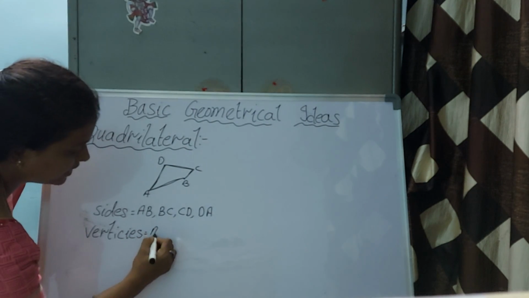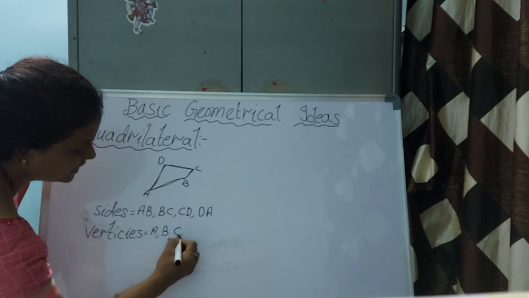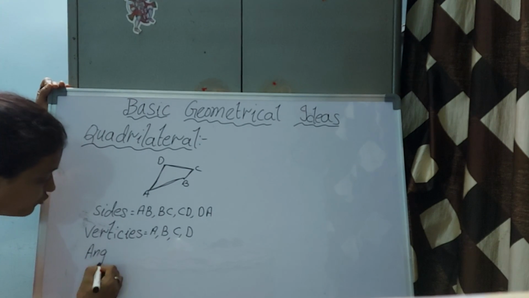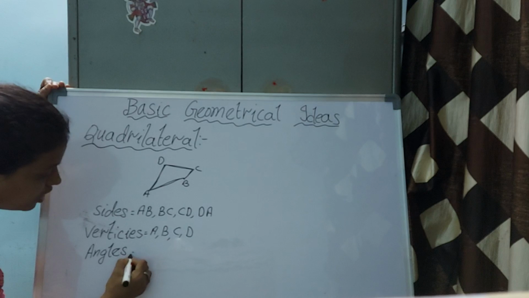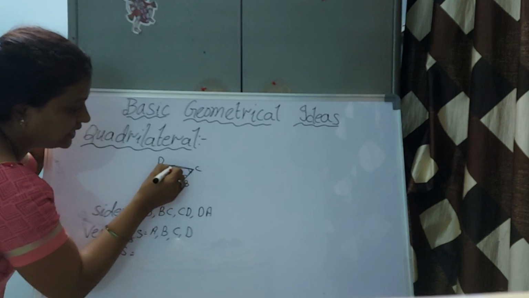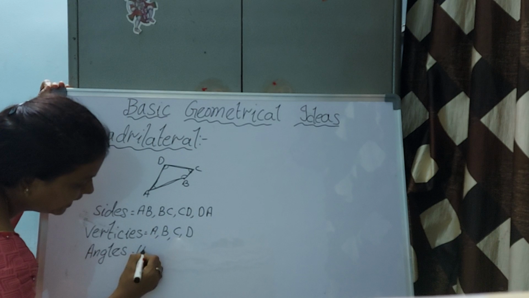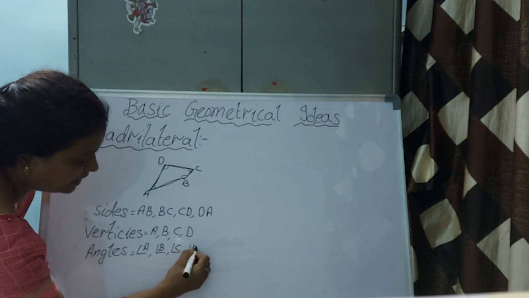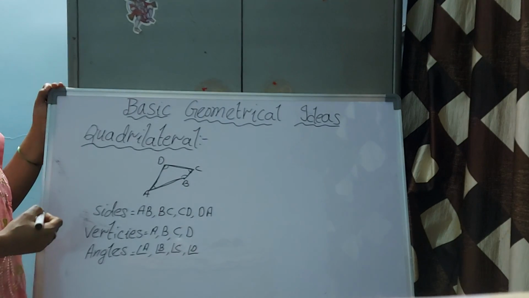Vertices: A, B, C, D. What are the angles? How many angles do we have? Four angles. Angle A, angle B, angle C, angle D. Total four angles we have.